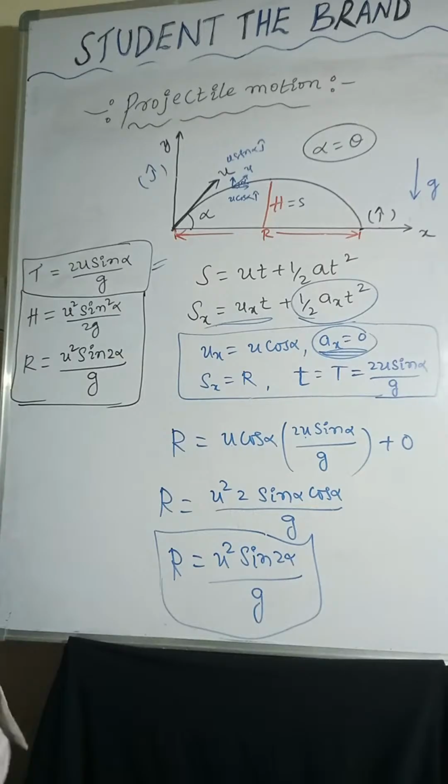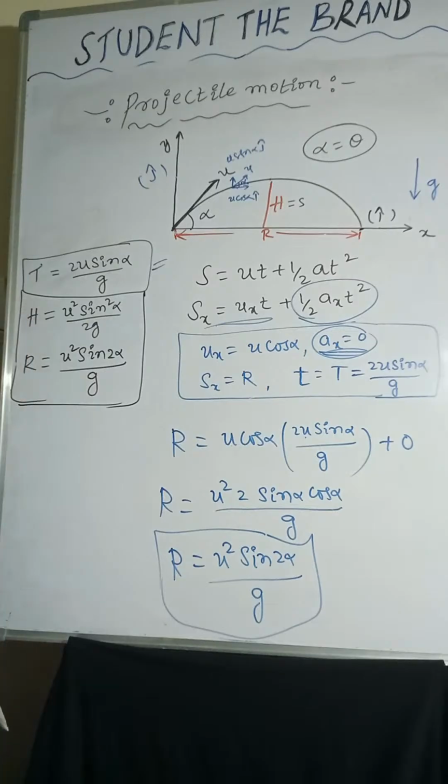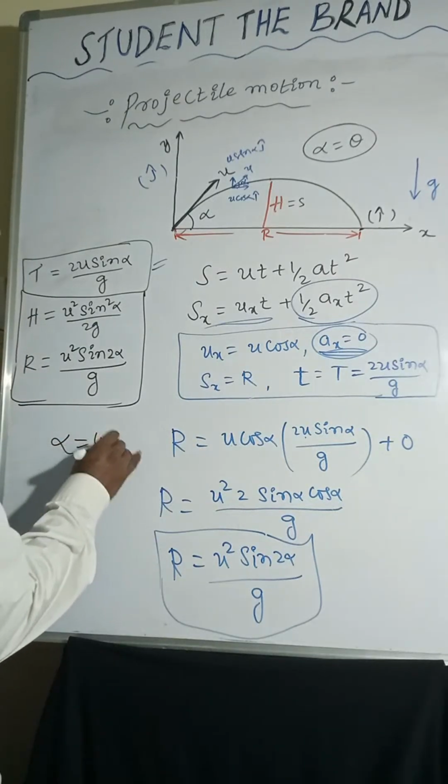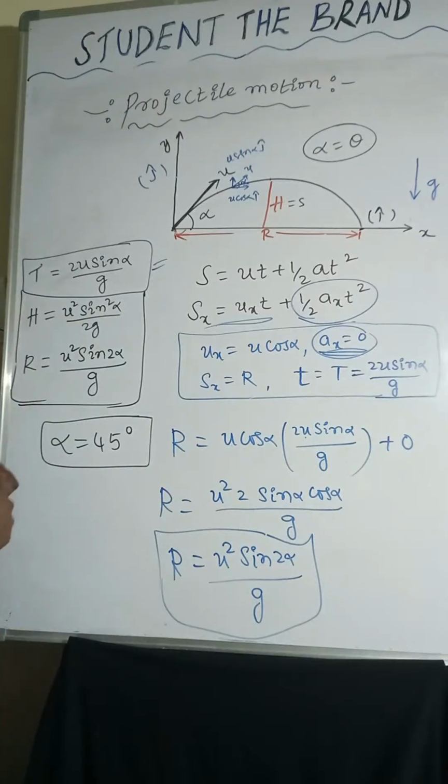Those are: time of flight t equal to 2u sin alpha by g, height u square sin square alpha by 2g, range u square sin 2 alpha by g. So what is the maximum range if you substitute alpha equal to 45? Can anybody say? You can send it on Instagram, you can type. What is the answer? You will get it if you substitute alpha equal to 45.